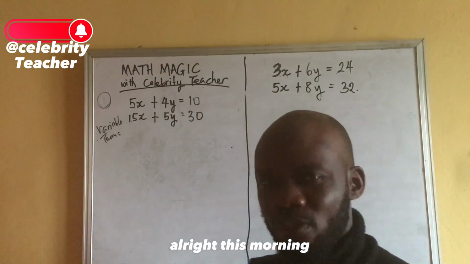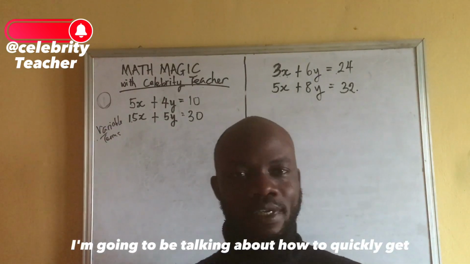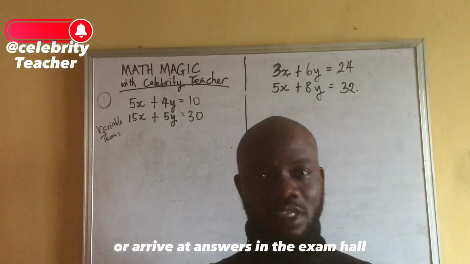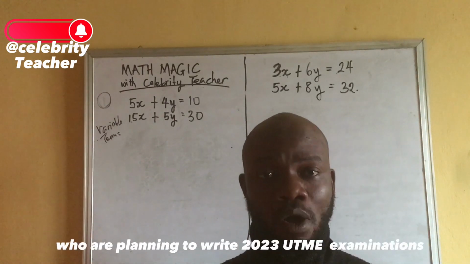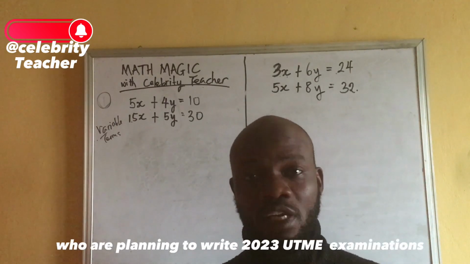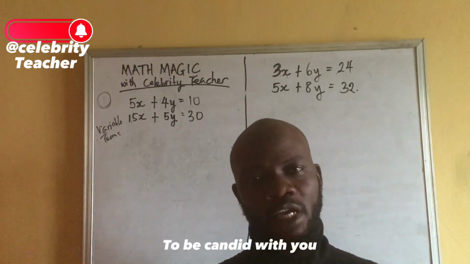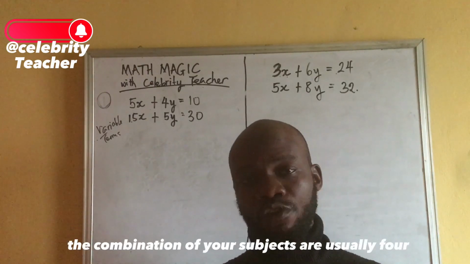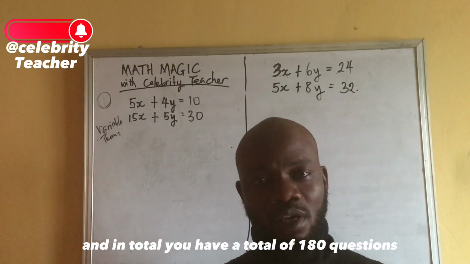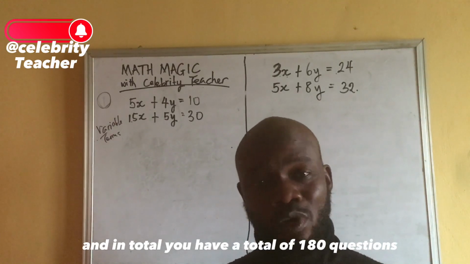All right, this morning I'm going to be talking about how to quickly arrive at answers in the exam hall, especially for JAMB students who are planning to write the 2023 UTME examinations. To be candid with you, in your exams the combination of your subjects is usually four, and in total you have 180 questions.